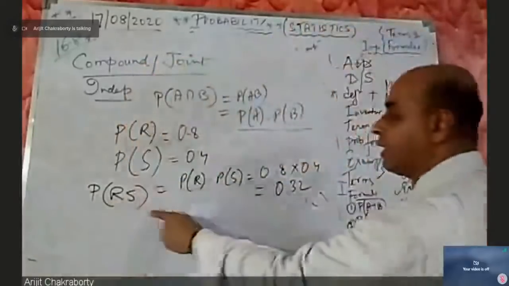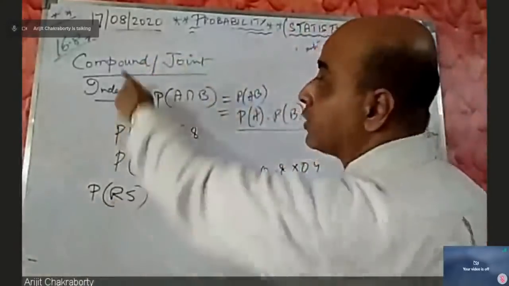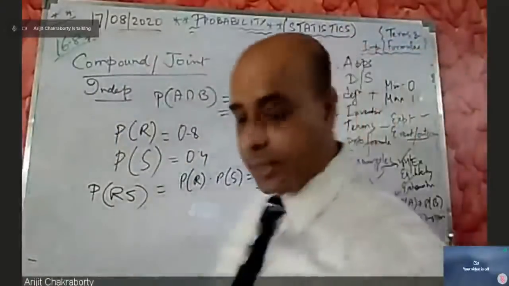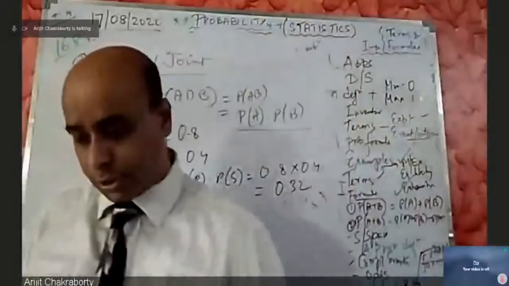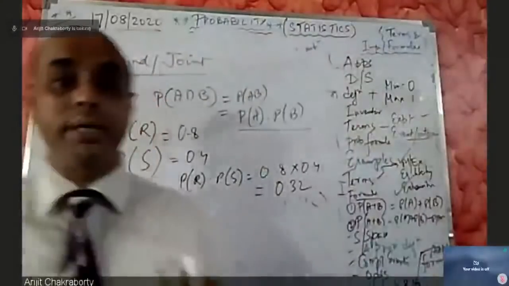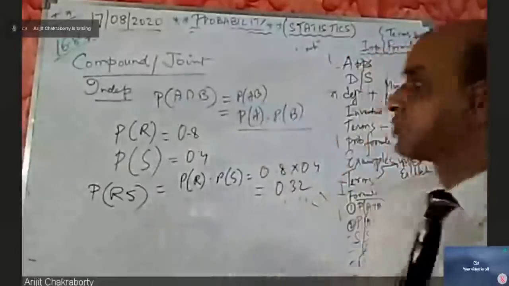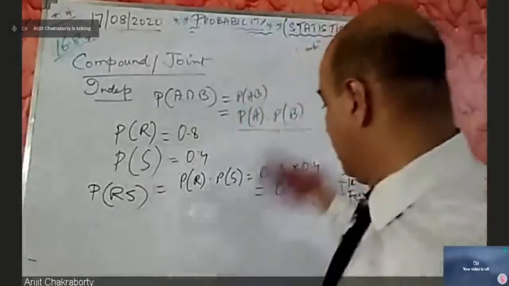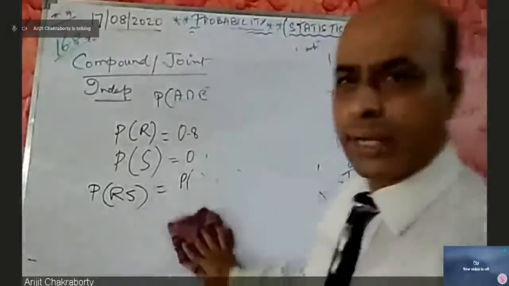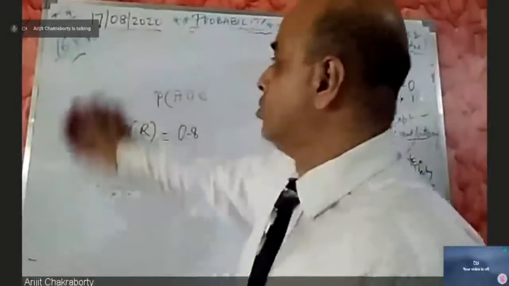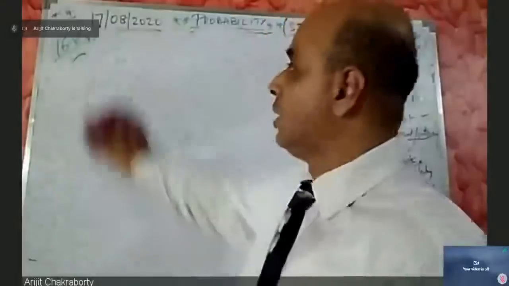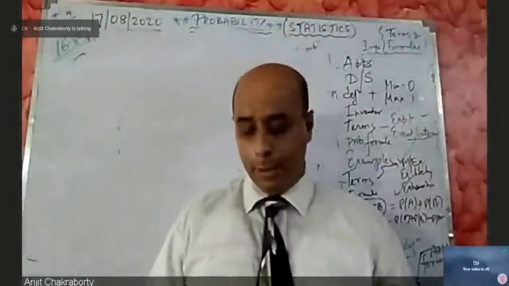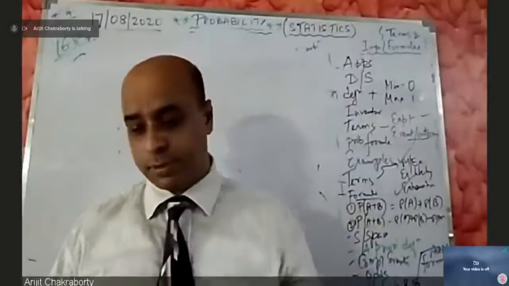So for independent events, please note the joint probability or the compound probability is P(R) into P(S), and this is what we get. This is a very important relation. Now we come to the last part, and that is conditional probability. Otherwise, the chapter is very interesting and not that difficult, and you get a good number of problems, at least 4 problems you can expect from this chapter, looking at the importance given to this chapter.